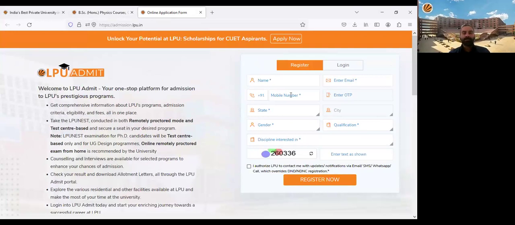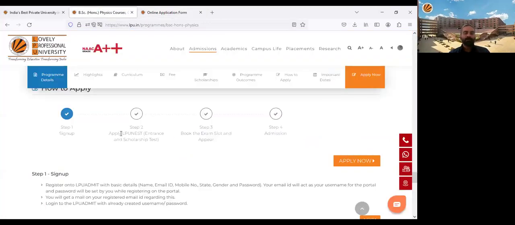After registering your mobile number and email, the dashboard will open. In the dashboard, you have to go to Proceed Further. Then you have to appear for the LPUNEST, book your slot, and after qualifying, you can proceed to admission.